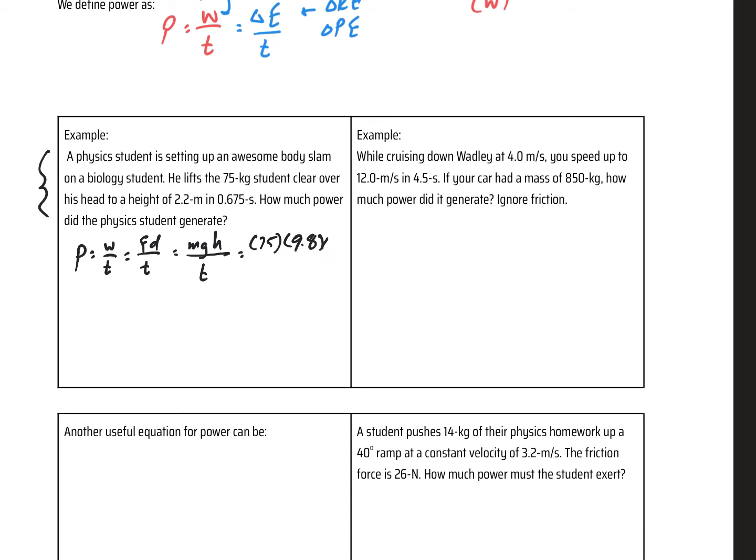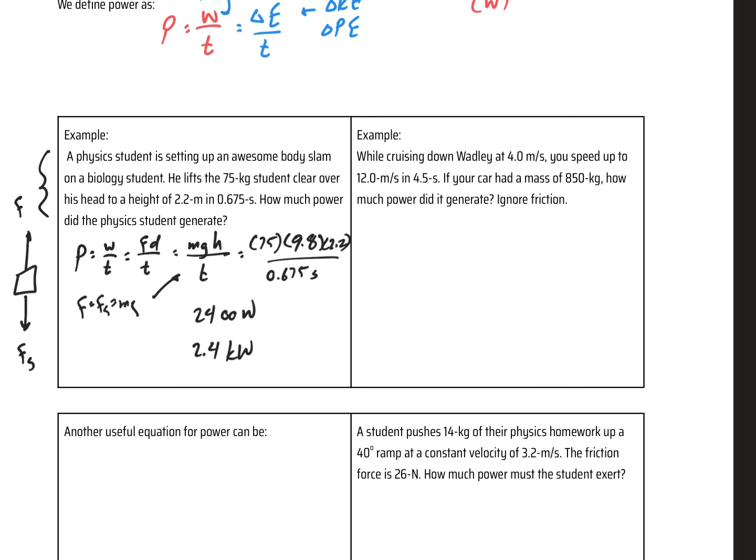That should be 9.8 and 2.2. The time was 0.675 seconds. So we get about 2,400 watts of power the student generated, or 2.4 kilowatts of power that the physics student generated. Okay, so that one's pretty straightforward. Once again, real quick, at a constant velocity, the applied force F is equal to mg, so that is why we used mg in that chunk right there, just to make sure we remember that.